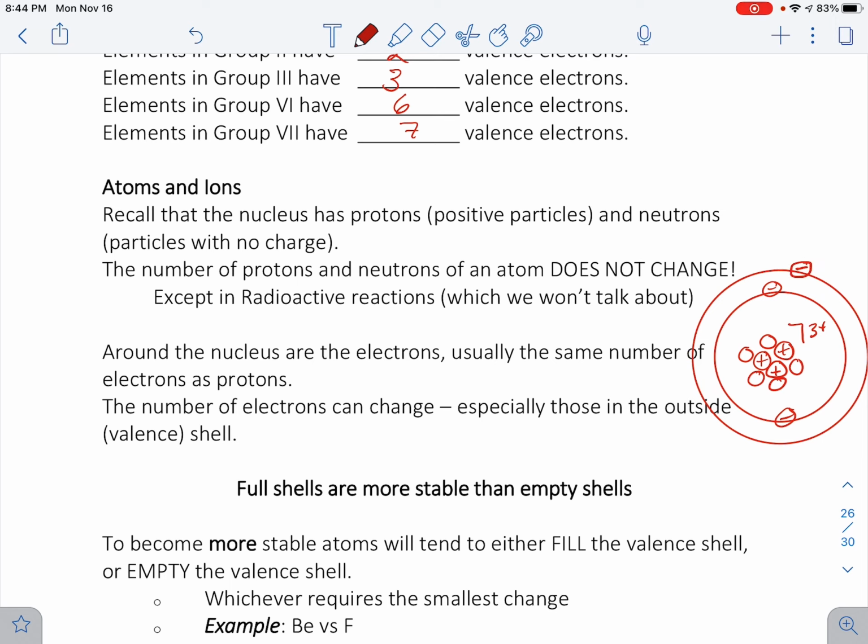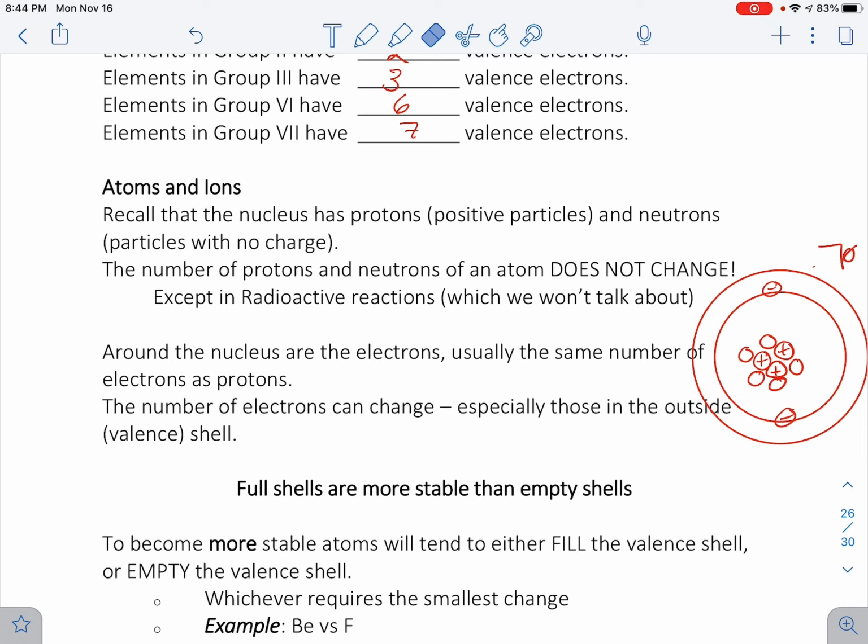Third electron here. So those are 3 negative charges. So overall, we have 0 charge because we have 3 negatives, 1, 2, 3, and 3 positives. So together they add up to 0. But full shells are more stable than empty shells. So in the case of something like lithium, if we could remove this electron, it would actually become more stable.